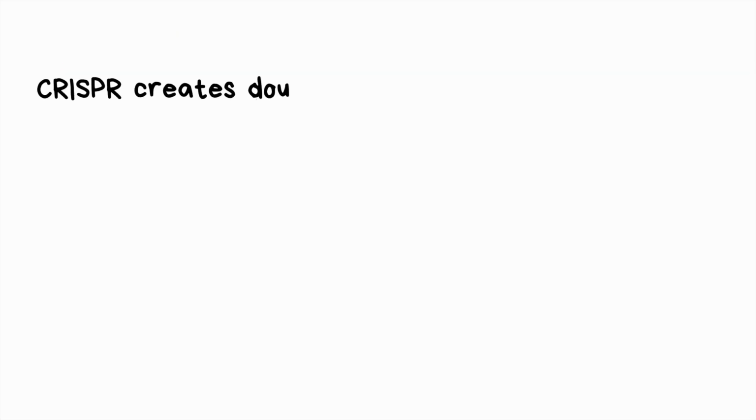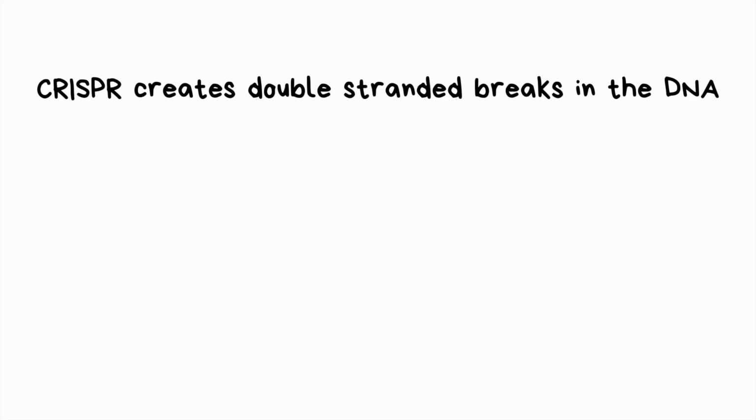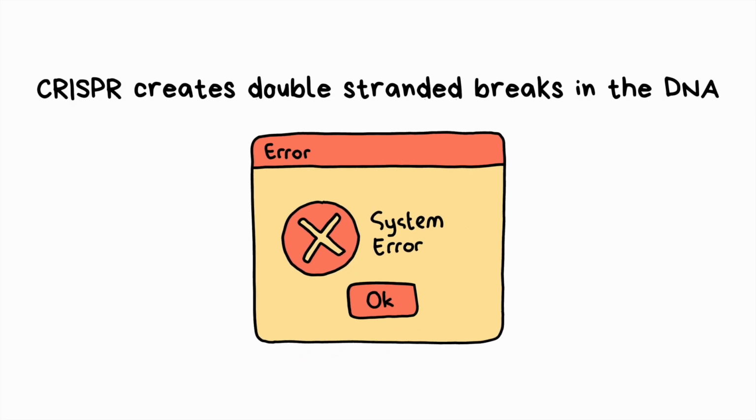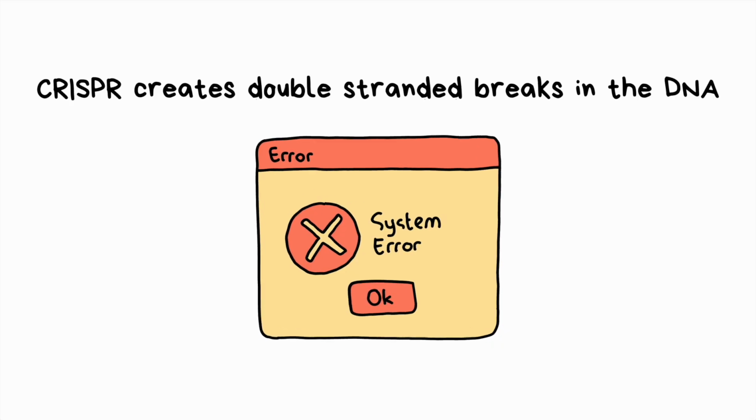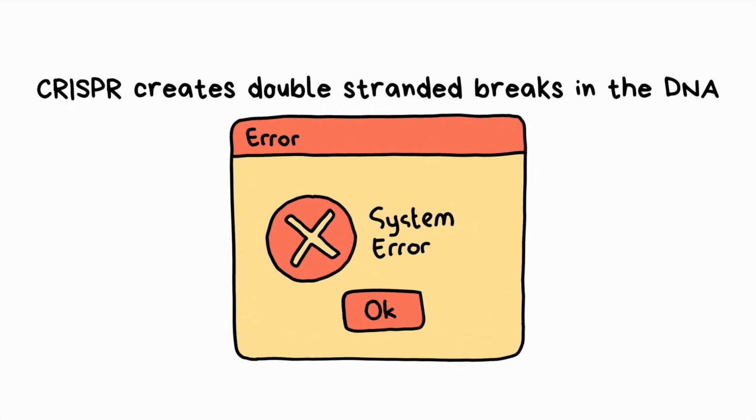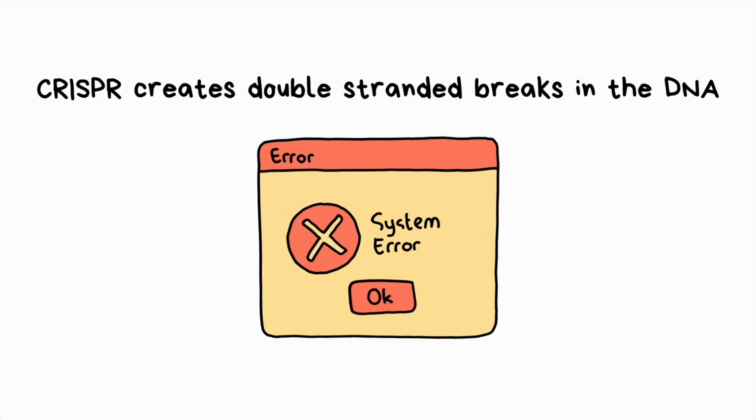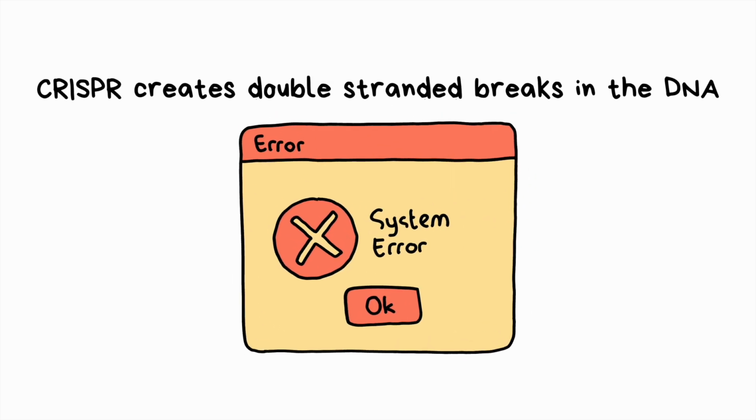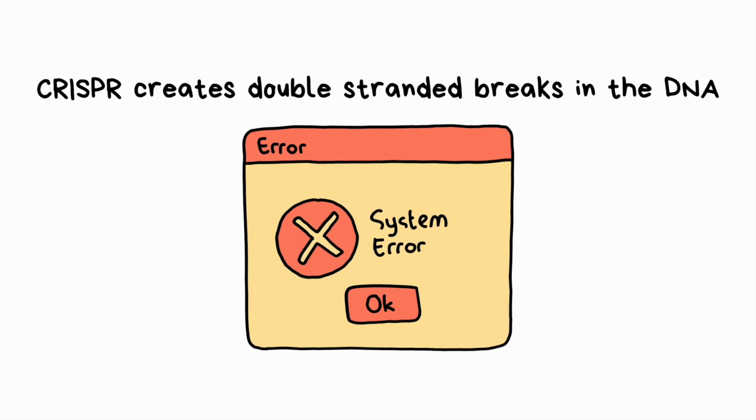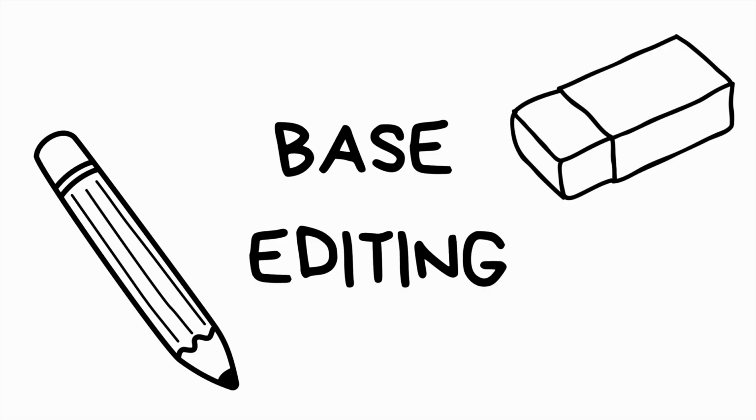However, it is also important to note that CRISPR creates double-stranded breaks that are prone to errors like indel mutations. With this, scientists wanted to figure out a way to edit bases without the need for double-stranded breaks. This is where base editing comes in.